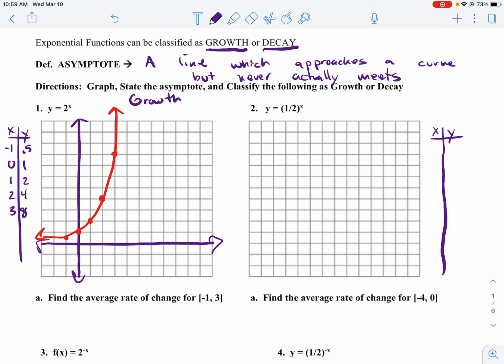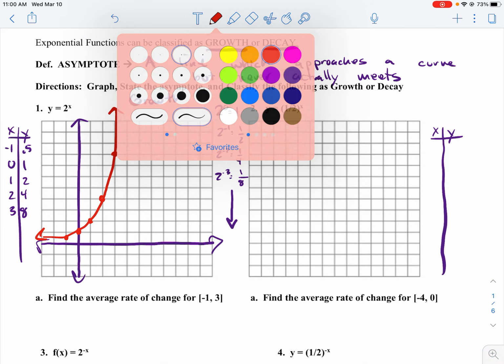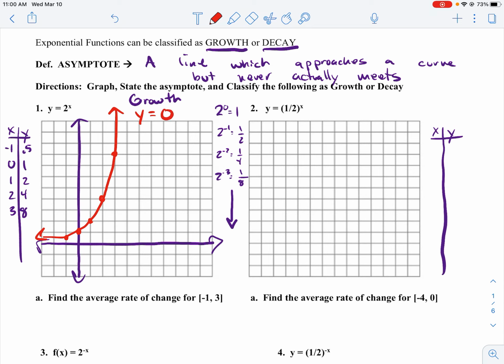asymptote. So if you keep going back towards the negative side, you will see that this number keeps getting smaller and smaller, but it will never actually reach 0. And part of the reason behind that is this: 2 to the 0 power is just 1, 2 to the -1 is just 1 over 2, 2 to the -2 is just 1 over 4, 2 to the -3 is just 1 over 8, so on and so forth. It's going to continue to get smaller and smaller, but it'll never actually reach 0. So therefore our asymptote is going to be y is equal to 0.